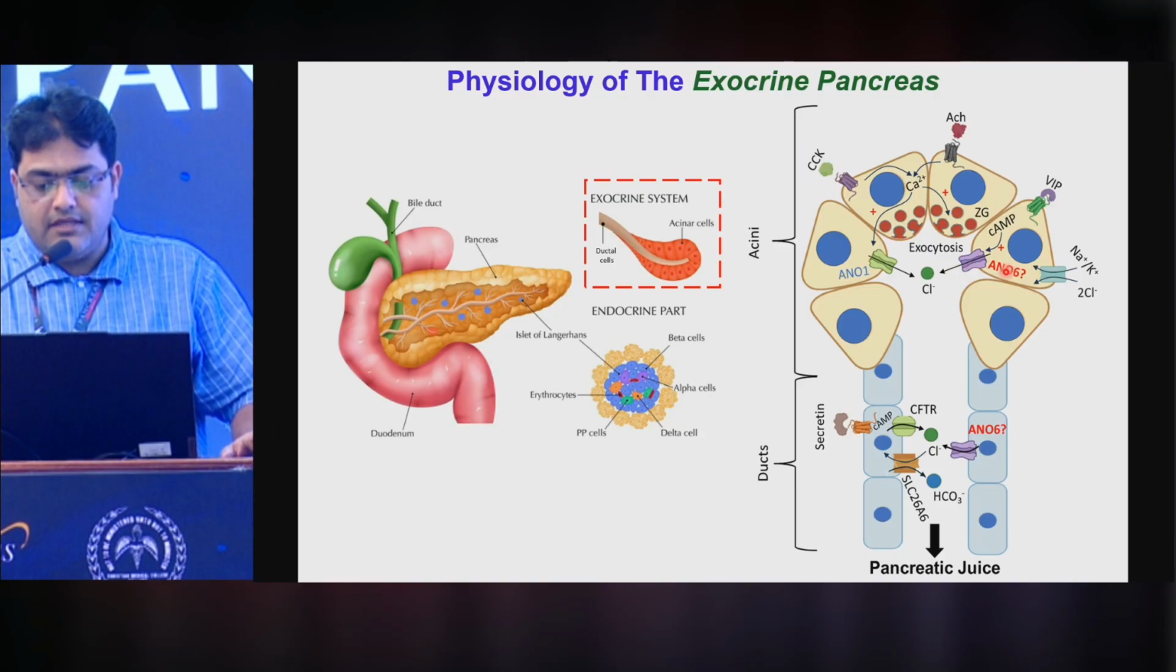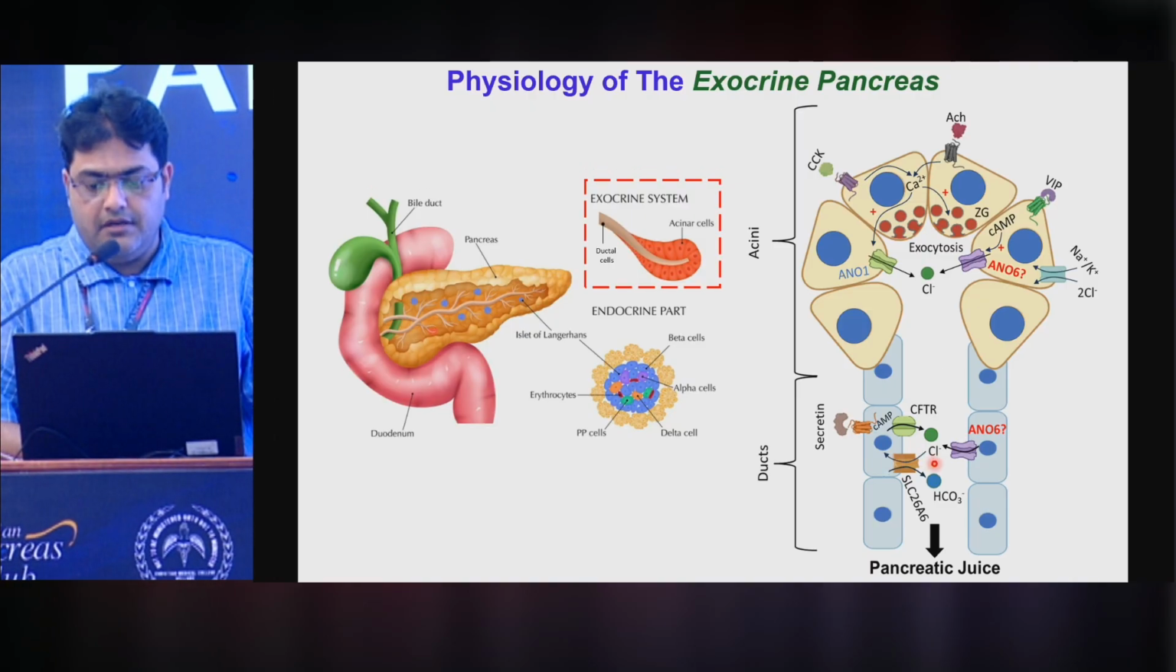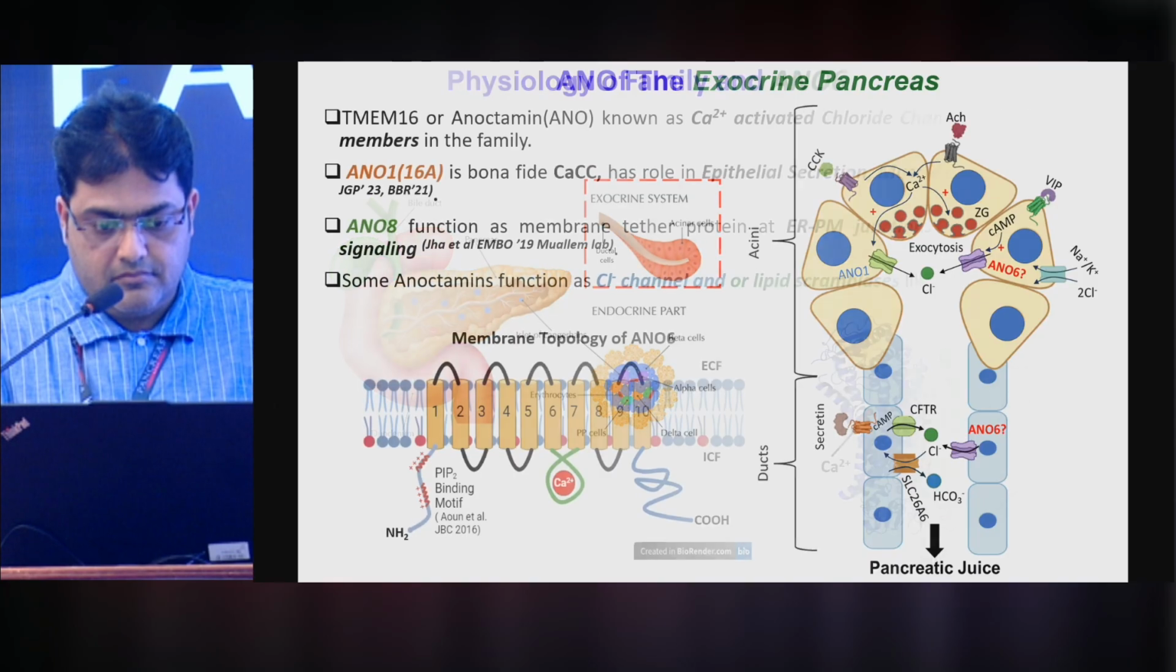Is this ANO6? When the chloride-rich fluid passes through the ductal cells, it gets modified: the chloride is reabsorbed and bicarbonate is secreted. So bicarbonate-rich fluid comes out from the pancreas.